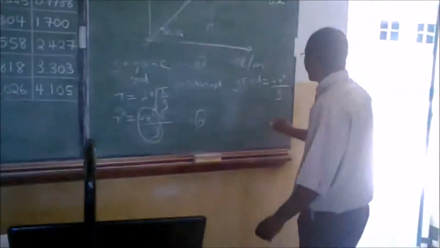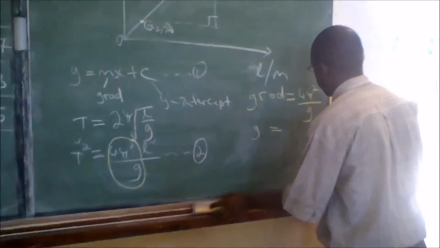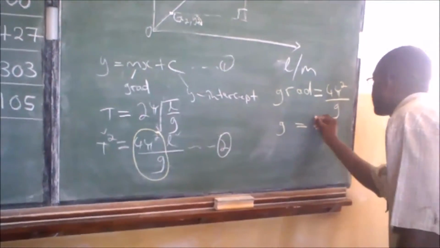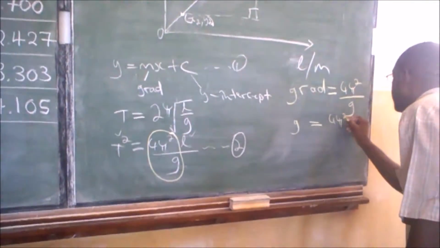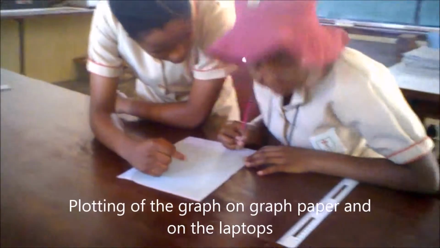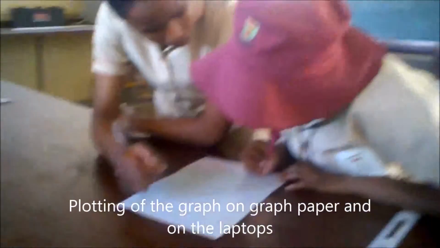Why should we say it's beautiful? G equals 4 pi squared over the gradient. Right, that would be 4 pi squared over the gradient. Right, let's help each other to plot the graph.